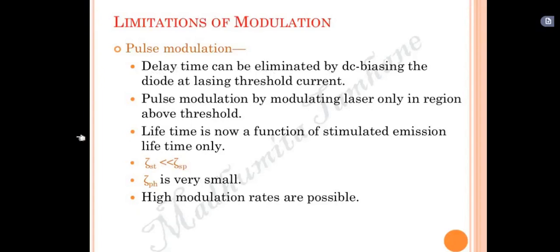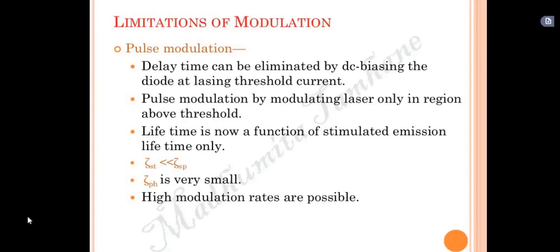What is biasing all about? It is biasing the diode at the lasing threshold current. Here the lifetime becomes a function of the stimulated emission lifetime only. So the tau of stimulated is much less than the tau of spontaneous, right? So this is the pulse modulation when we are DC biasing the diode at a lasing threshold current. That can be done by using this particular part.